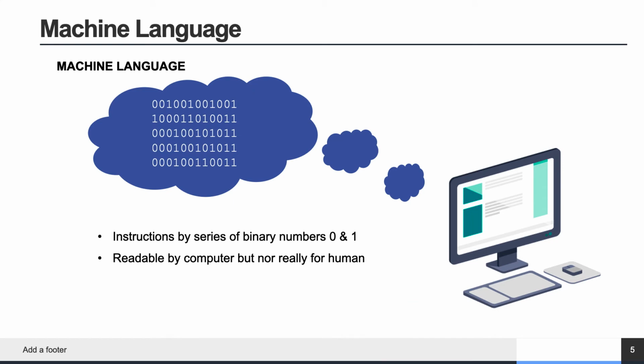So what is machine language? Machine language, which is also known as machine code, is a collection of binary digits 0 and 1 that are understood by the computer. It is readable by the computer, but not really for humans.